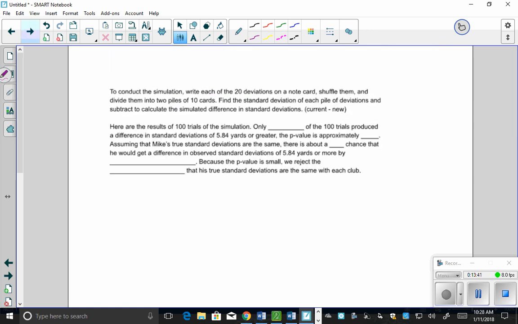So to conduct a simulation, you're going to write each of the 12 different deviations on a note card. Once you write them on a note card, you're going to shuffle them and divide them into two piles of 10 cards. After you do that, you're going to find the standard deviation of each pile and then subtract to calculate the simulated differences in deviations. Here are the results of 100 trials of the simulation.